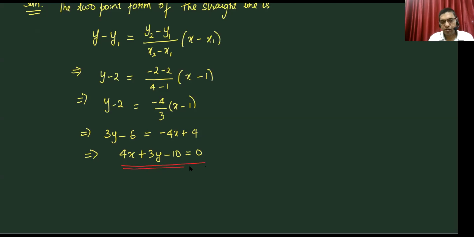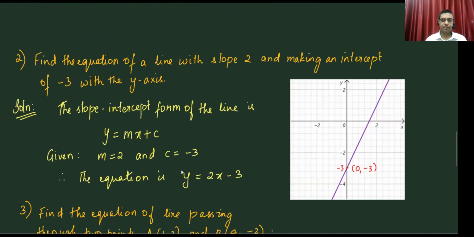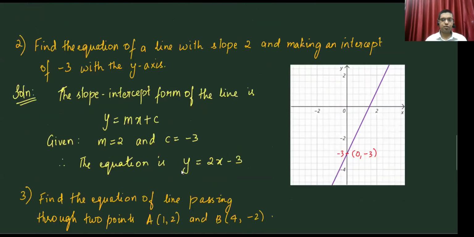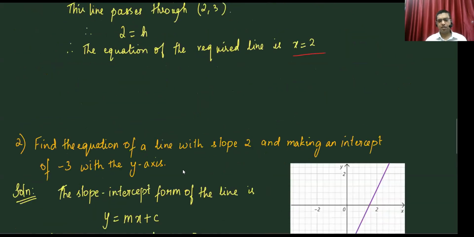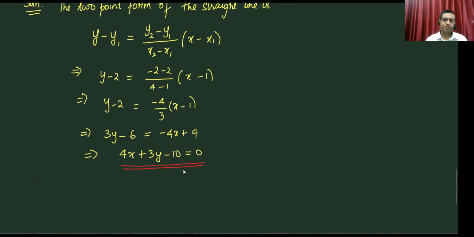As far as possible, unless it is simple y equal to mx plus c form, you should try to write in the general form of the equation of the line. So slope intercept we have done, parallel we have done.